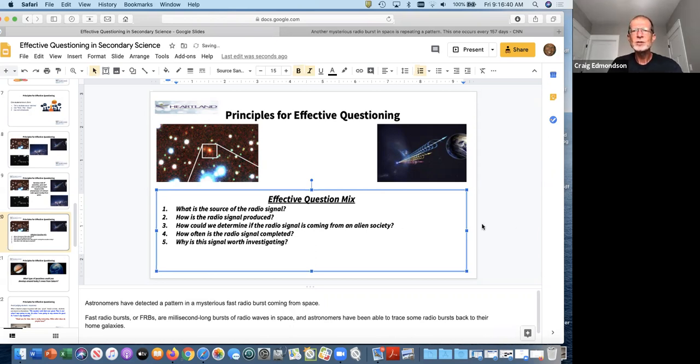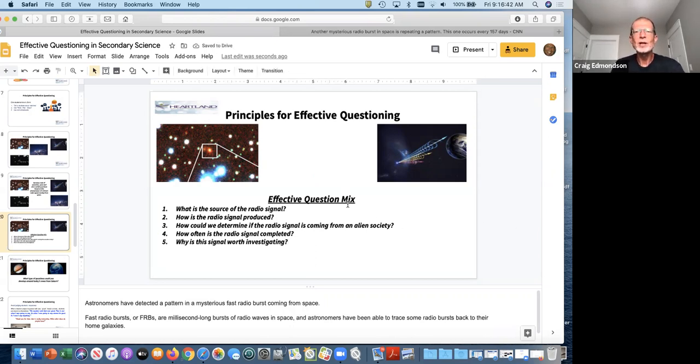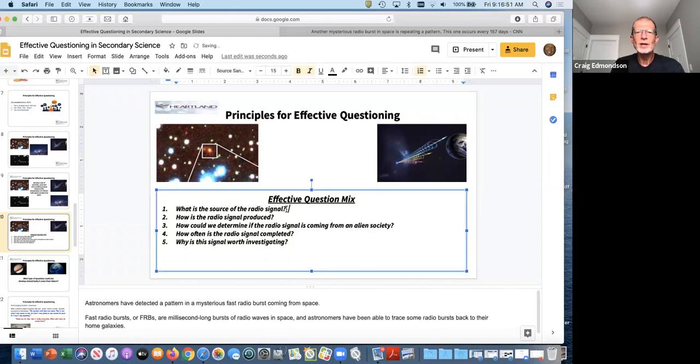So here you can see we've incorporated some open-ended and closed-ended questions. This first question, what is the source of the radio signal? Hopefully you would identify that as a closed question. It's right there. Okay, what is the source? Well, the signal's coming from this galaxy or whatever it might be. How is the radio signal produced? I would label that as an open question.